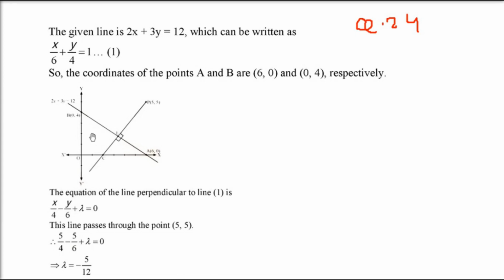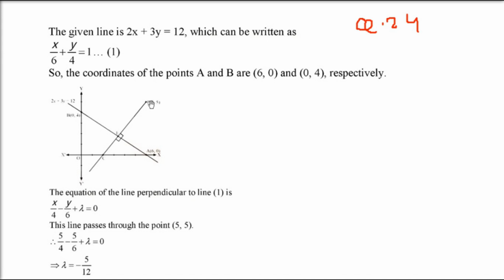See, there is a line 2x plus 3y equals 12. This meets the x-axis at A and the y-axis at B. This is A and this is B. On the x-axis y is 0, and on the y-axis x is 0. The line passes through 5, 5, so there is a point 5, 5.